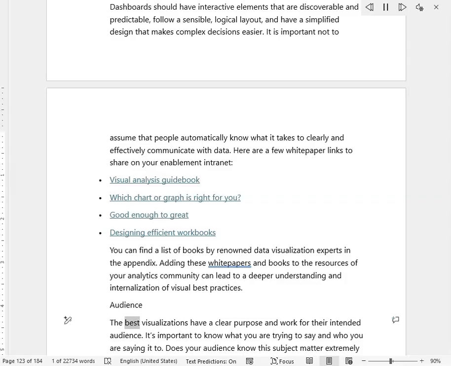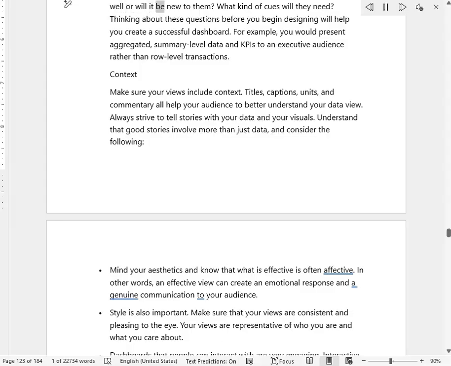Audience. The best visualizations have a clear purpose and work for their intended audience. It's important to know what you are trying to say and who you are saying it to. Does your audience know this subject matter extremely well, or will it be new to them? What kind of cues will they need? Thinking about these questions before you begin designing will help you create a successful dashboard. For example, you would present aggregated, summary-level data and KPIs to an executive audience rather than row-level transactions.